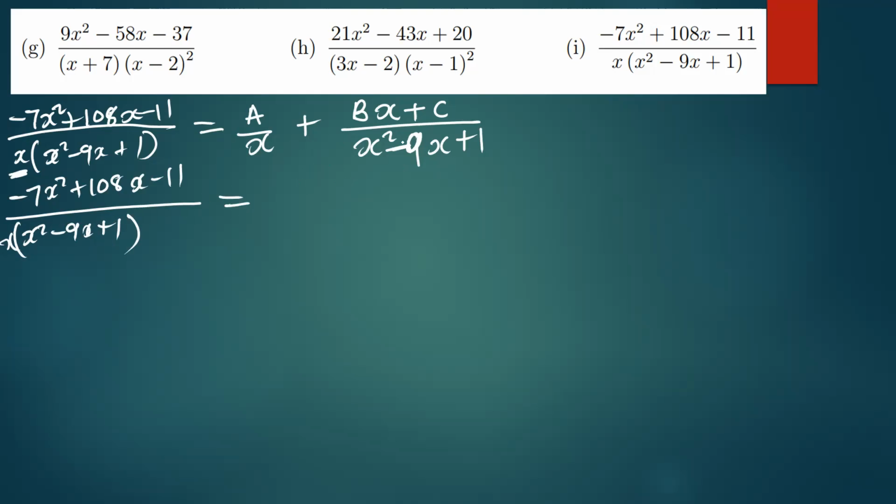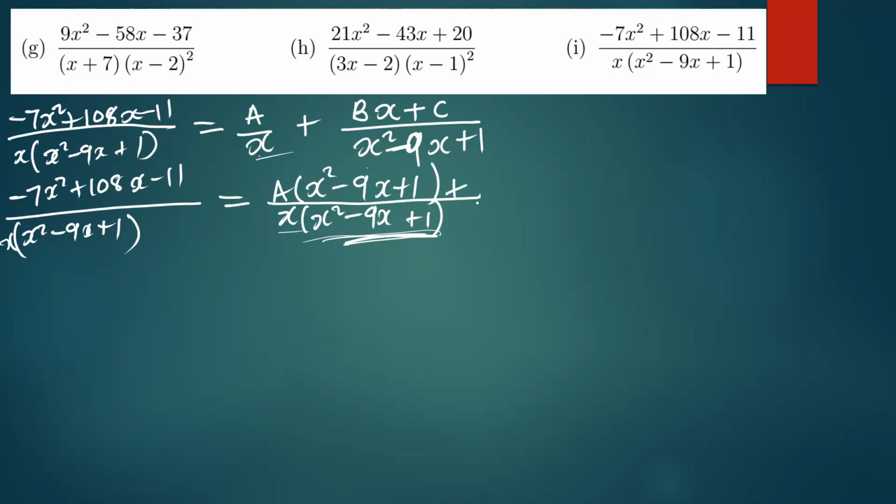Then on this side, you find the common denominator. Remember what I told you, the common denominator is usually what you have there as the denominator. So the common denominator will therefore be x, open brackets, x² minus 9x plus 1. Then x into this expression: we're just canceling this x and that x, and it will remain with this expression. So this expression times A, we're having A times x² minus 9x plus 1.